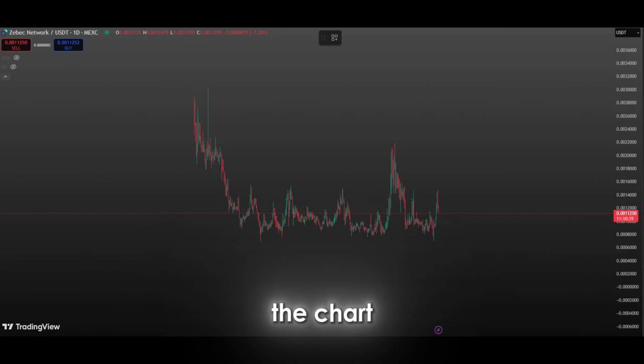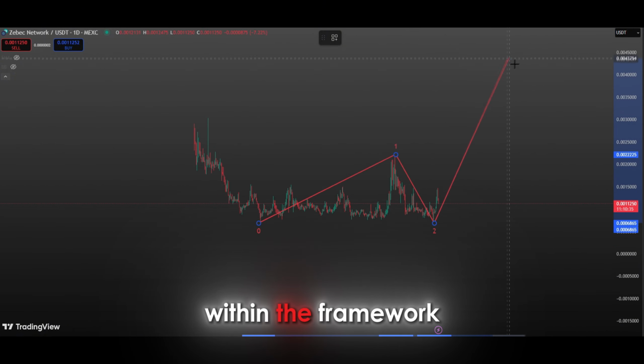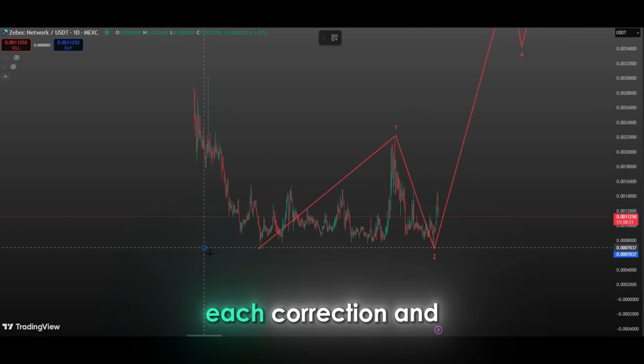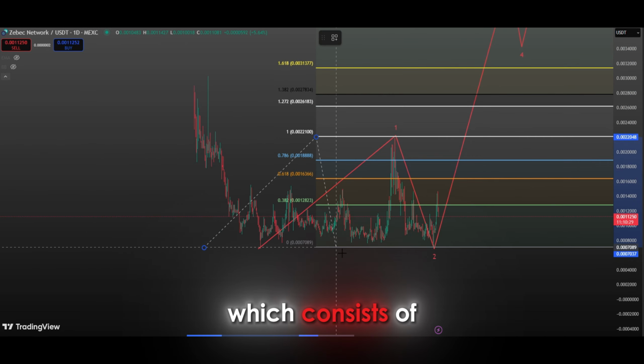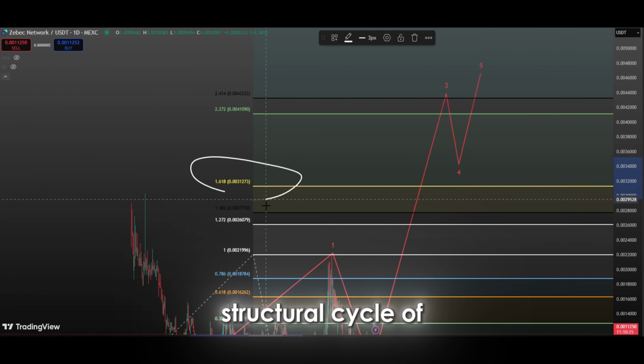When we approach the chart, we see that the current price action is clearly in the second wave phase within the framework of Elliott wave theory. Due to the Elliott wave structure, each correction and bullish phase in this model, which consists of 5 main waves, represents the psychological and structural cycle of the market.